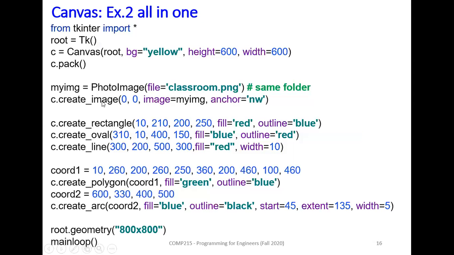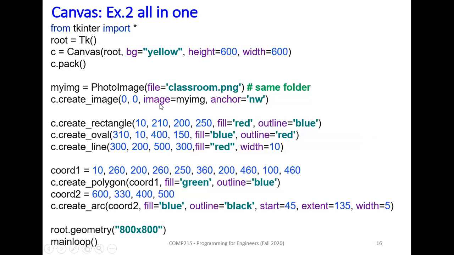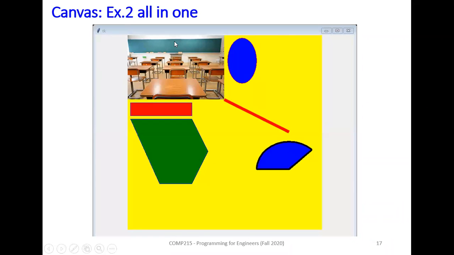So now my image, PhotoImage, file classroom.png, create_image 0, 0 means start from the top left, 0, 0 here. Image, my image, calling the path, anchor NW to start. So this is the first image. The image we edited before with an editor like Photoshop, 300 by 200. 300 pixels, 200 pixels, okay? We see it first.